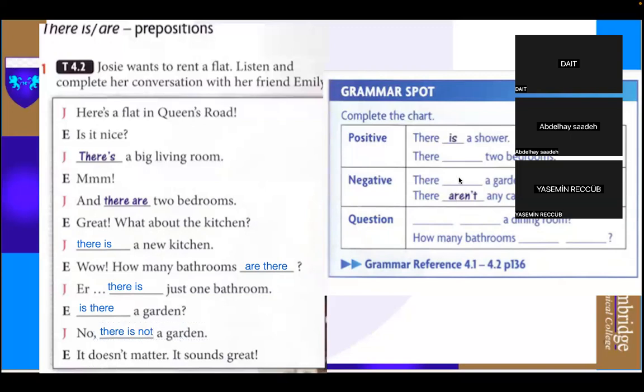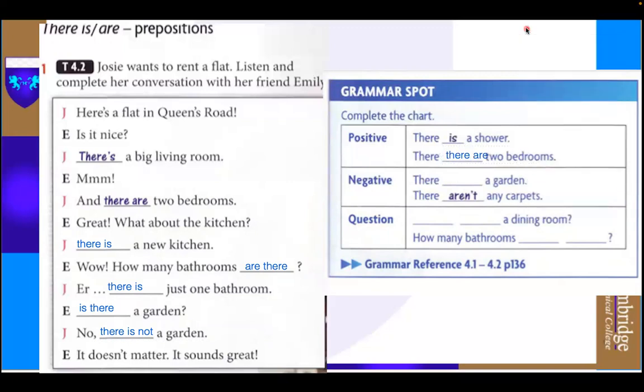Now let's do this one here. Grammar spot. There are. Correct. Next one. There isn't a garden. There is not a garden, or there isn't. All are correct. There isn't a garden. There aren't. Now the question.